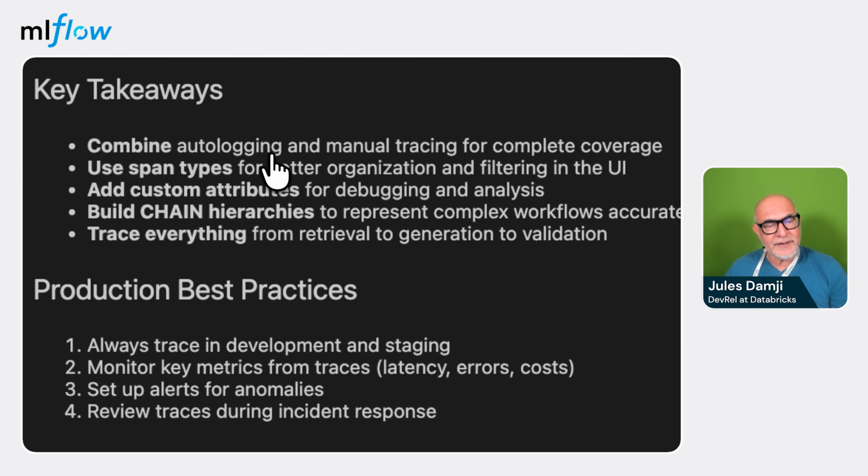So the takeaway is to combine autologging with manual traces to get complete coverage and look into the observability. Use the span types and look at the UI to see where the bottlenecks are. Add custom attributes for debugging analysis, and build chain hierarchies for your complex workflows so you can group those operations together and trace everything from retrieval to generation to validation. In production best practice, always do tracing in development and staging, monitor the key metrics from traces, latency, errors, cost, token usage, set up alerts for anomalies, and then retrieve traces during the incident response.